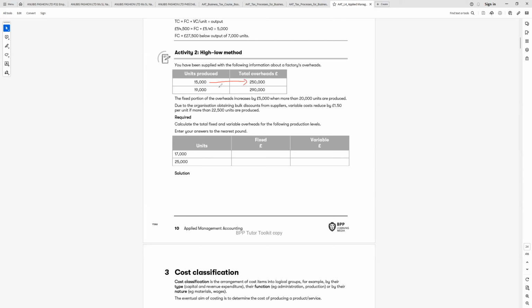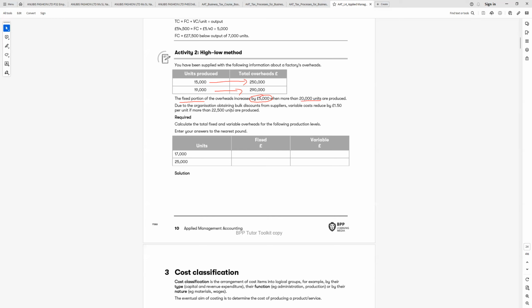And when we make 19,000 units, the cost is 290,000. The fixed portion of the overhead increased by 5,000 when more than 20,000 units are produced. So the fixed cost increases by 5,000. That means we need to add 5,000. How much is the fixed cost? First, we have to find it out. Then we have to increase it by 5,000 if we make more than 20,000 units.